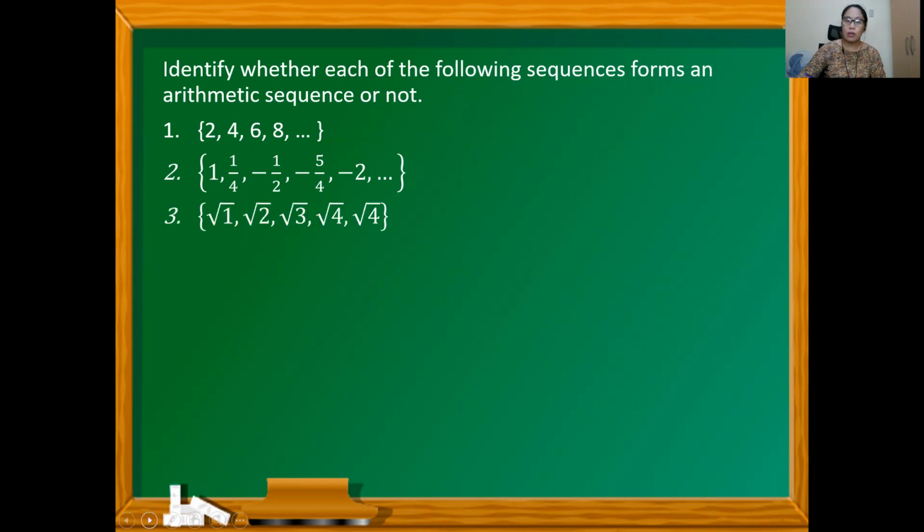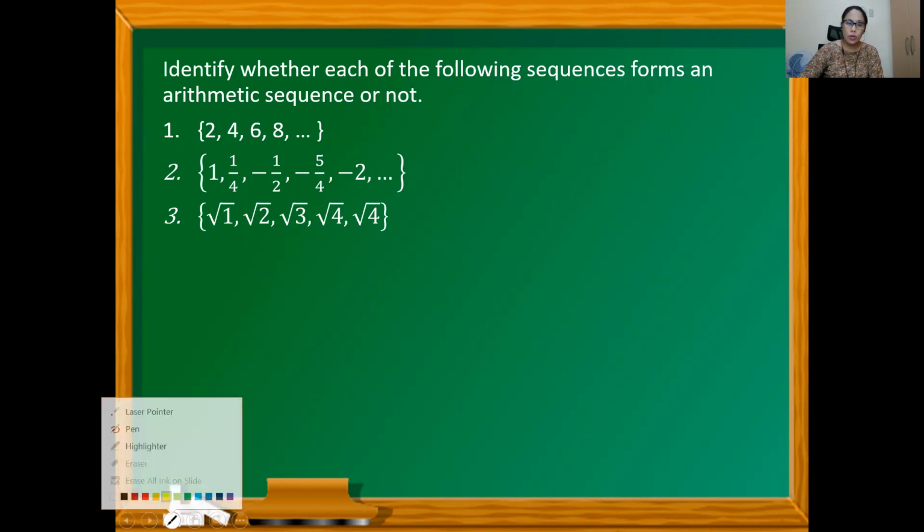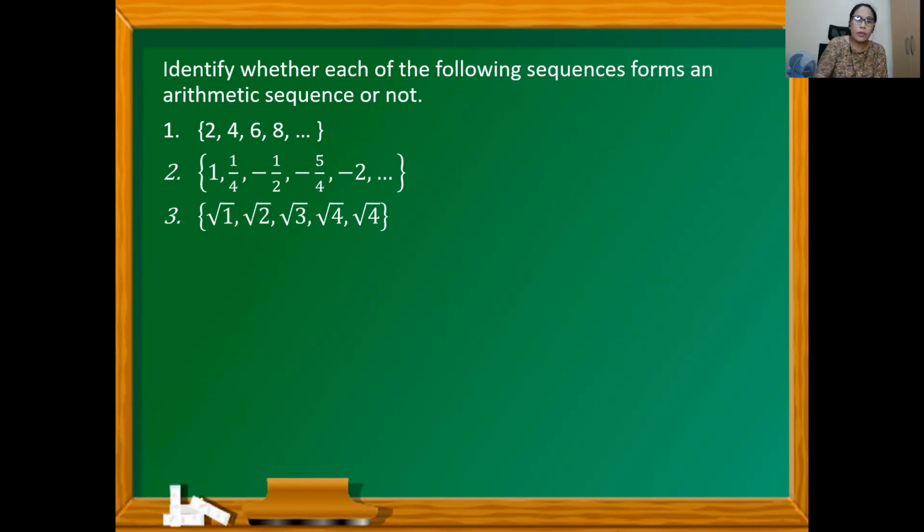But with number 3, now let's change this to square root of 5. The numbers do not form an arithmetic sequence since the differences between consecutive terms are different for every pair of consecutive terms. So we do not consider this an arithmetic sequence. So this is not an arithmetic sequence.